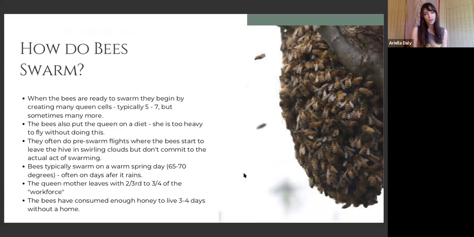So again, what happens when the bees swarm? When they're ready, they usually build a number of queen cells. I've seen up to 10 queen cells in a colony. They're often called swarm cells.